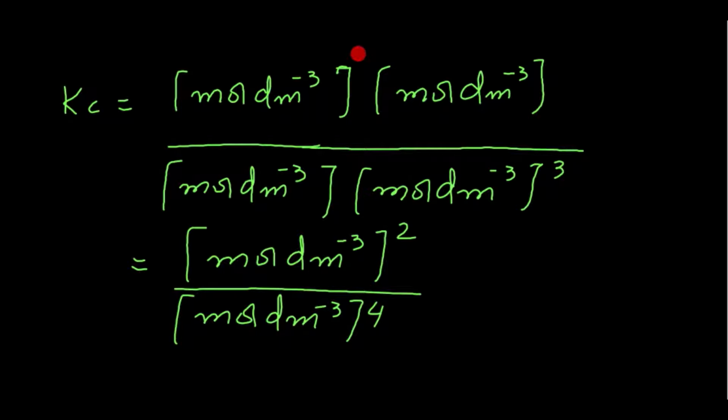Students, here we have noticed 1 plus 1 is equal to 2, right students? While 3 plus 1 is equal to 4, right students? Now we'll see what is the next step. In the next step, we will write Kc is equal to mole per cubic decimeter, right students?